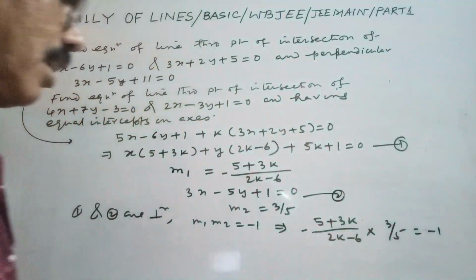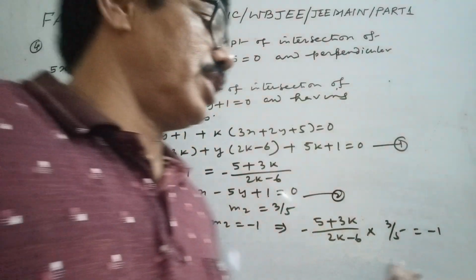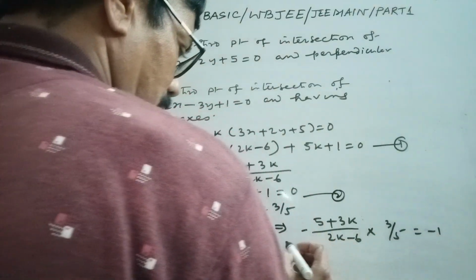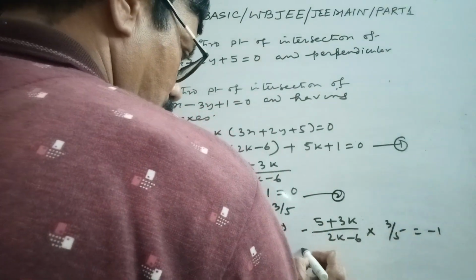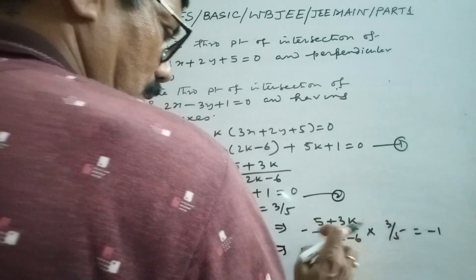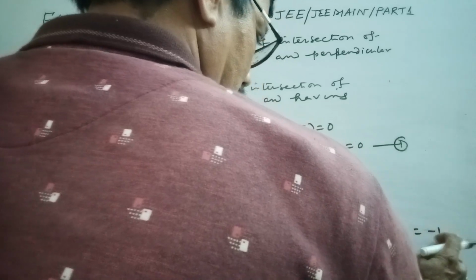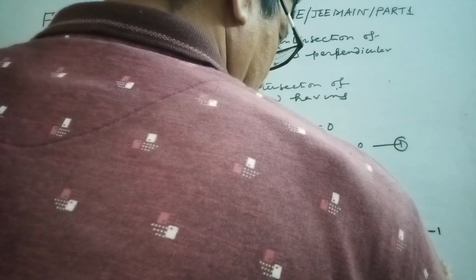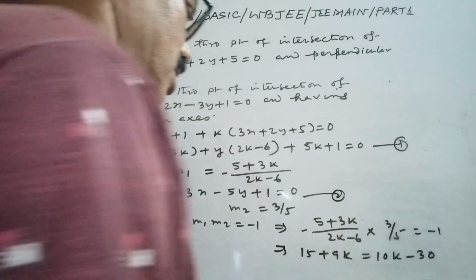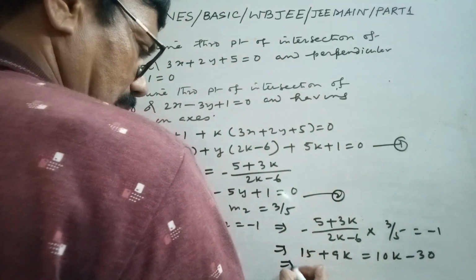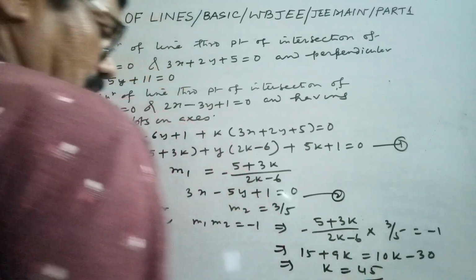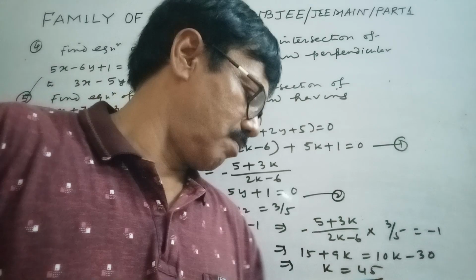So you are getting a condition. From this condition you have to find k. So what is k? Minus minus cancel. So 15 plus 9k, 3 into 5, 15 plus 9k. So minus minus cancel, so 10k minus 30. So 5 into 2, 10k minus 30. So you are getting what is k? K equals 45.